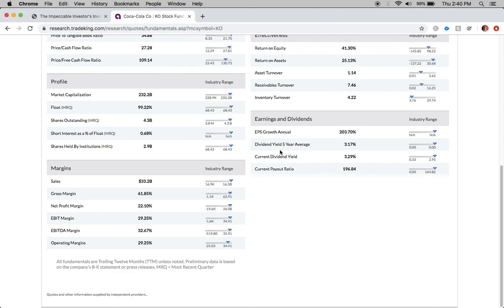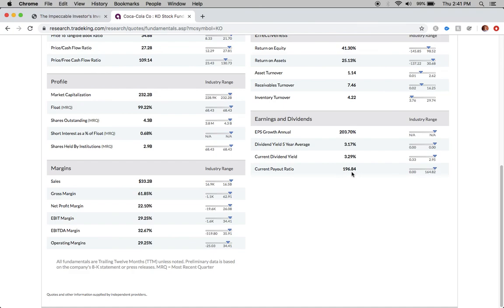We can see here that it gives us the dividend yield 5-year average, which is 3.17%. Now that is a great dividend return. Even the 3.29%, which is the current yield, is a great return. So is that a yield I like? Yes, it is. Remember, the average is going to be between 1% and 4%. Anything above that is probably going to be a REIT.